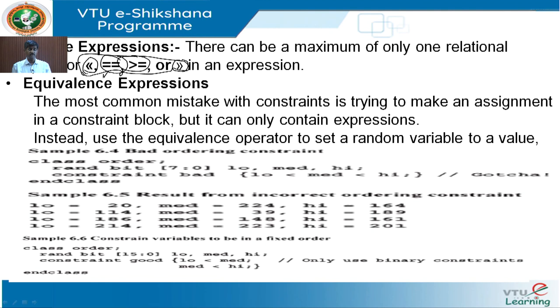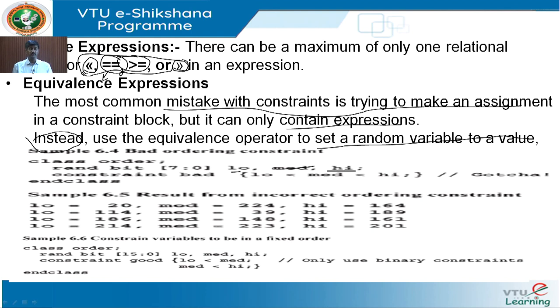So I will take the equivalence checking first. The most common mistake with constraints is trying to make an assignment in a constraint block. I will check that the reference module and the executable module are both the same. That's why I will take an equivalence block, but it can only contain an expression, and it may not be derivable. So instead of this equivalence operator, I will use a set of random variables to assign the values. That's why I am generating low, medium and high, and putting constraints low to medium, medium to high. So that may be a definable value.